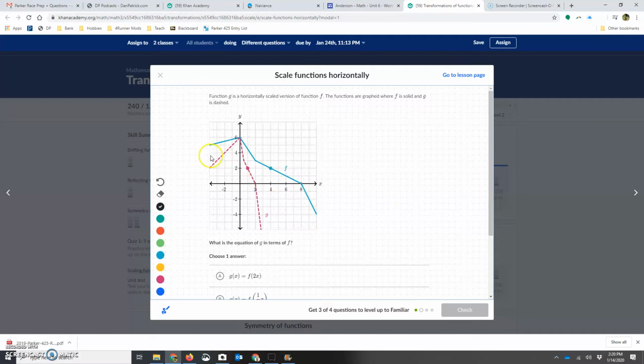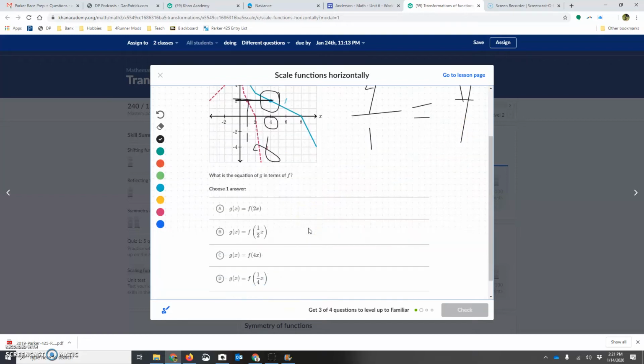All right, G is a horizontally scaled version. So here's G, our red, pink, we even call it magenta. And then our light blue is our original. So our original is this value, our new is this value. Remember, our original goes on top. So at 2, see how these are both in line? Our original value is 4, so that goes on top. And our new value is at 1. So 4 over 1 is equal to 4. So we need to have a factor of 4. And f of x times 4, or f of 4x. That's it right there.